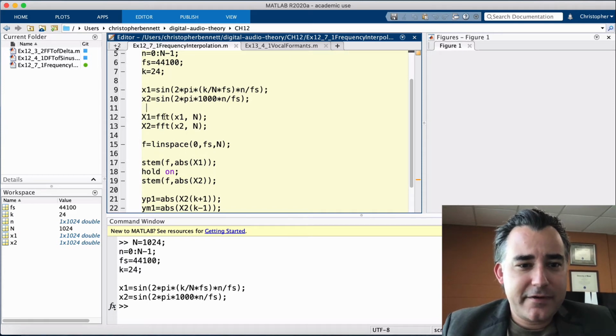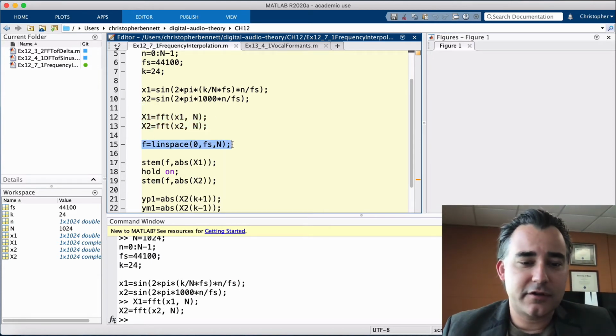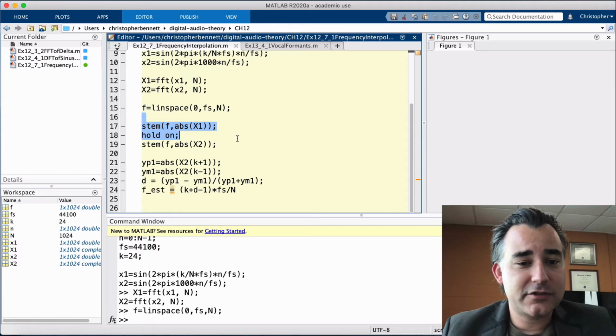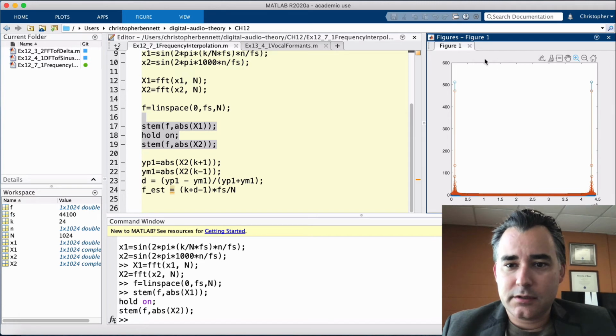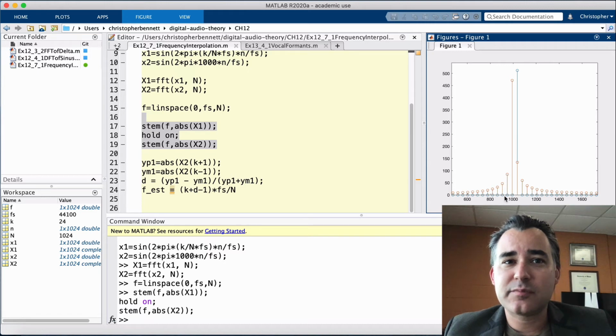If we take the FFT, or the DFT, of x1 and x2, resulting in capital X1, capital X2, and we generate a frequency vector that goes from 0 to fs, and we plot the magnitudes of these, let's zoom in right here. Now, blue is X1 and red is X2. It can be seen that X1 has all of the energy compacted into a single bin, whereas X2 has the energy spread around, mostly between its two most adjacent bins.